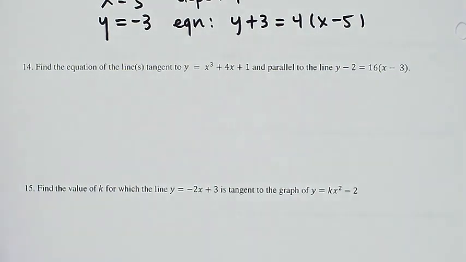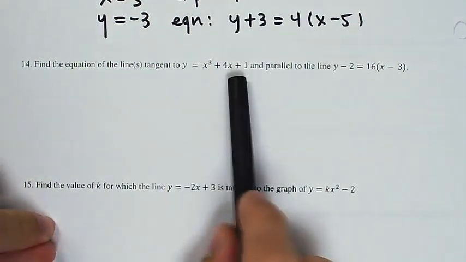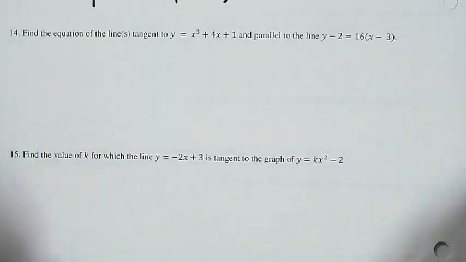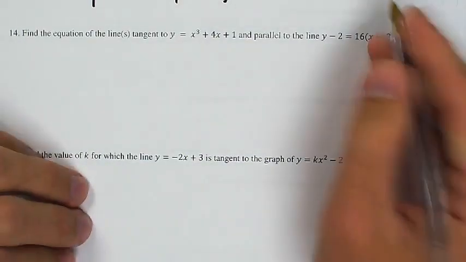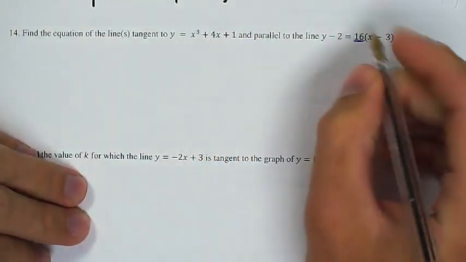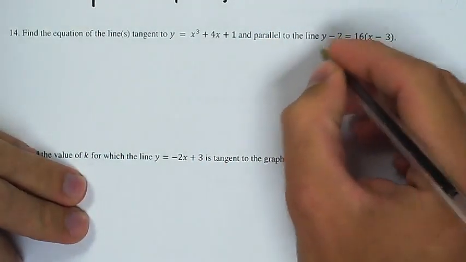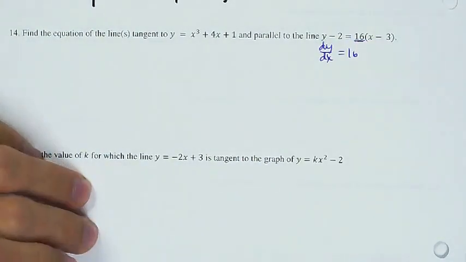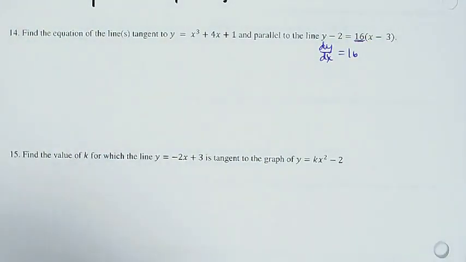Find the equation of the line or lines tangent to y equals x to the 3 plus 4x minus 1 and parallel to this line. Okay. So I bet this one's going to pull back 2 of them because the derivative is going to be a quadratic, and when I solve this equation, I'm going to have 2 solutions, I bet. That's what I think is going to happen. So basically, parallel to that means I need dy dx to equal 16. But I bet we can make that happen.